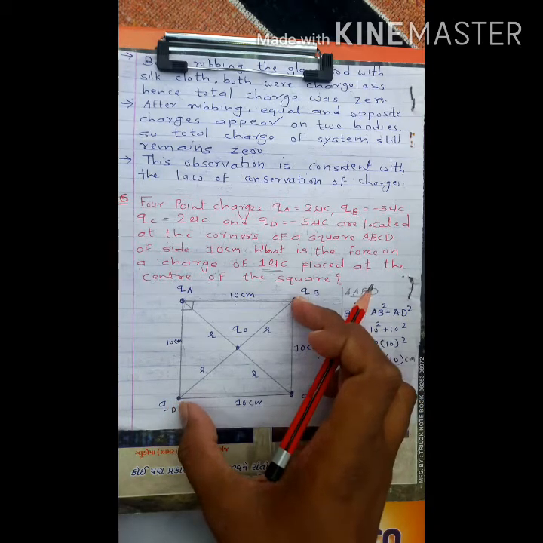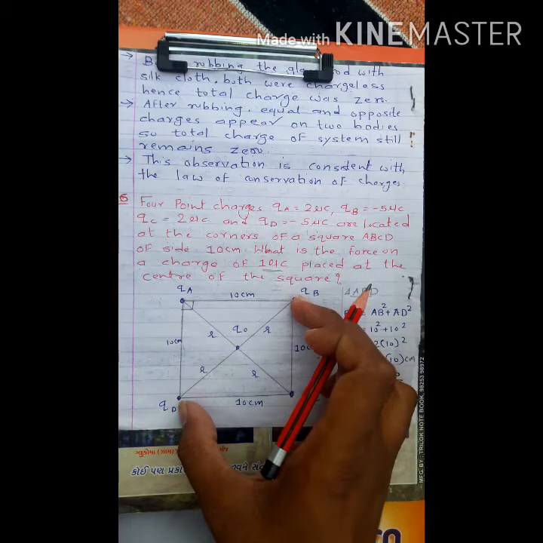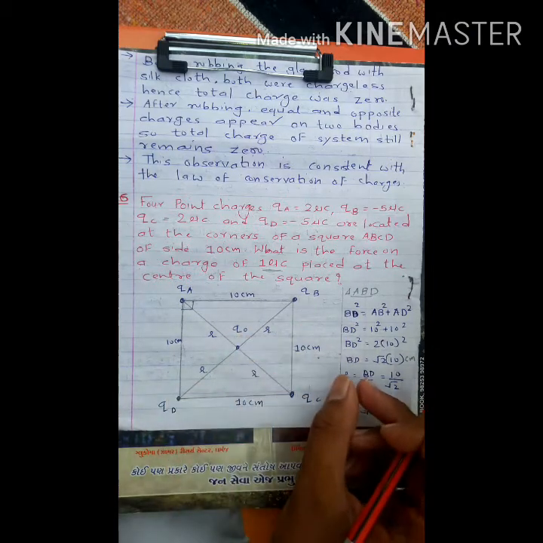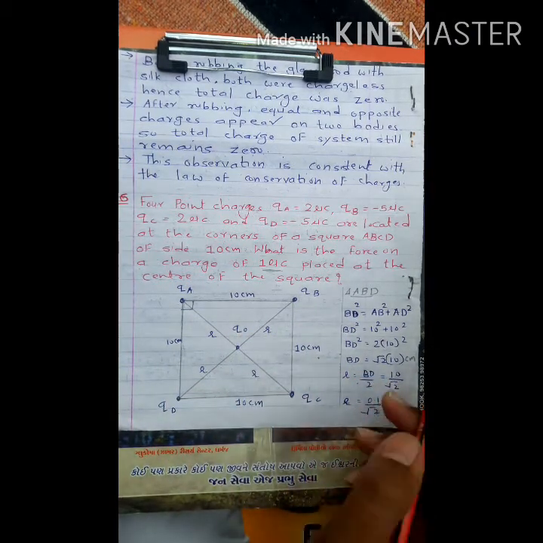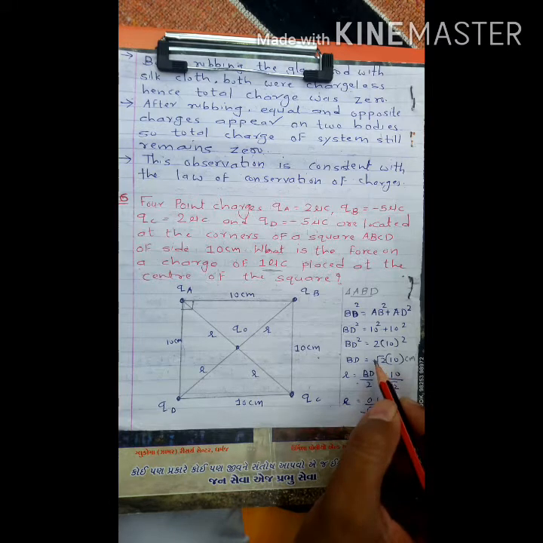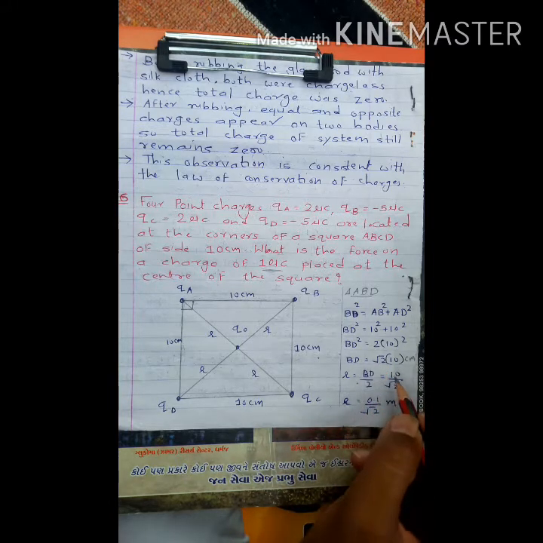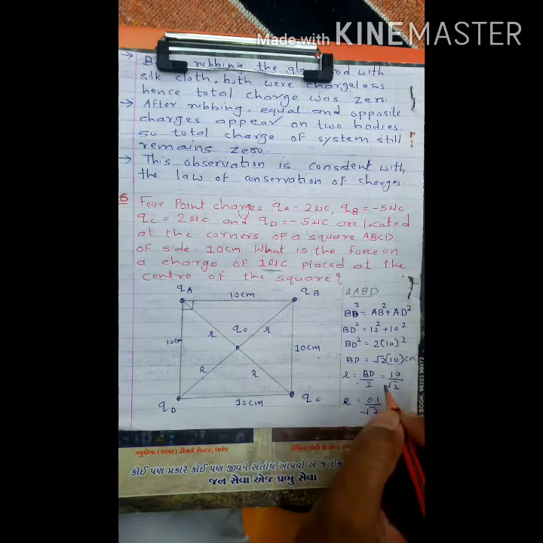Hypotenuse BD is equal to 2 into R. So if we want half the distance, R is equal to BD by 2. So 10 into root 2 divided by 2 becomes 10 upon root 2. So this is our distance.